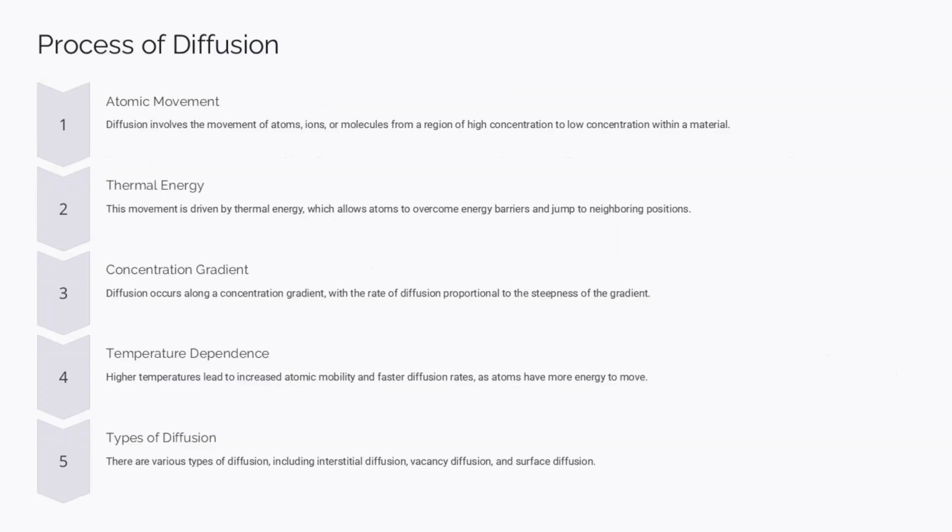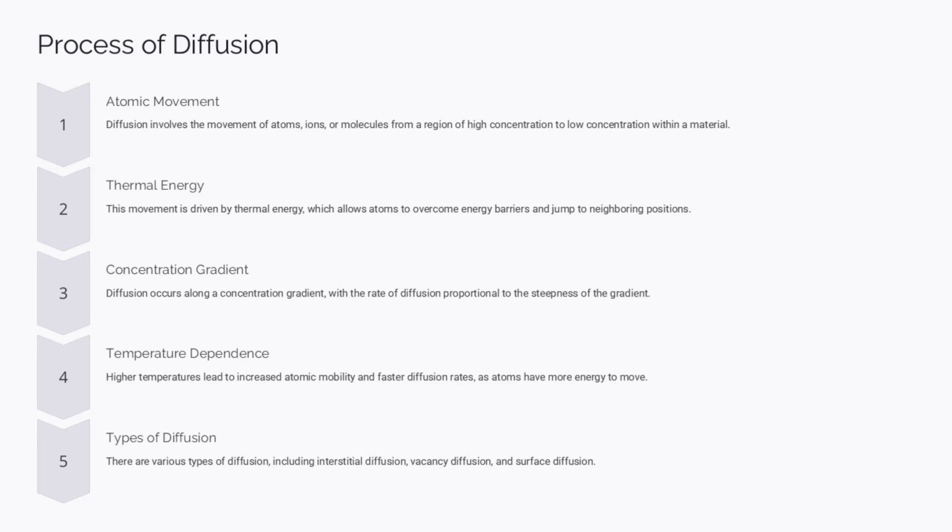Diffusion is the movement of atoms, ions, or molecules from a region of high concentration to low concentration within a material. This atomic movement is driven by thermal energy, which allows atoms to overcome energy barriers and jump to neighboring positions. Diffusion occurs along a concentration gradient, with the rate of diffusion proportional to the steepness of the gradient.